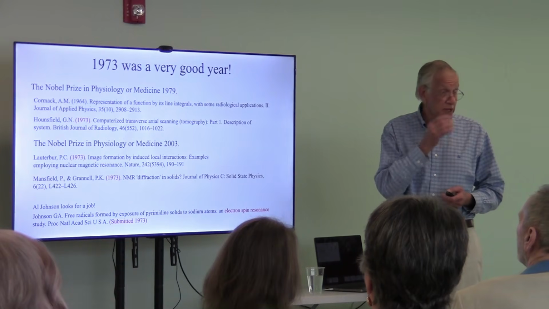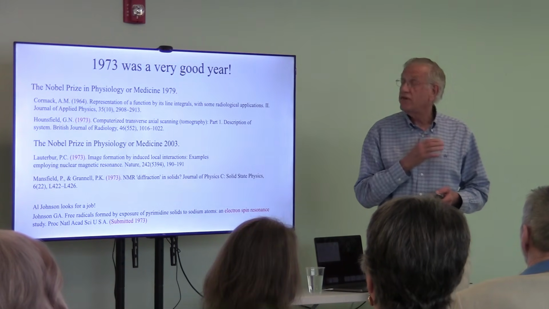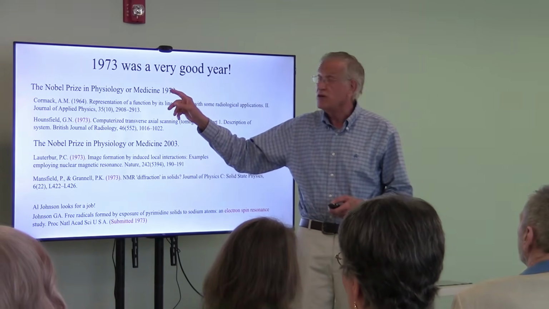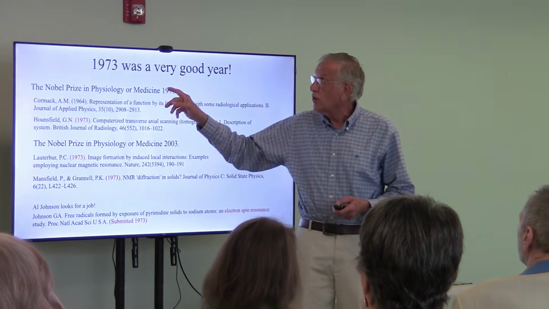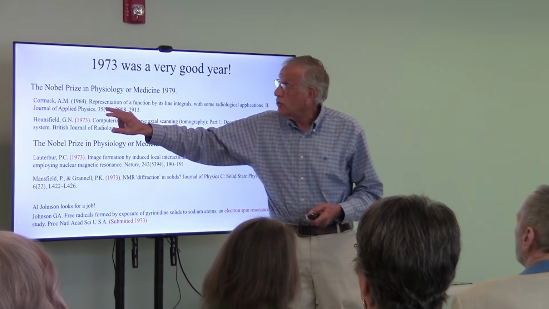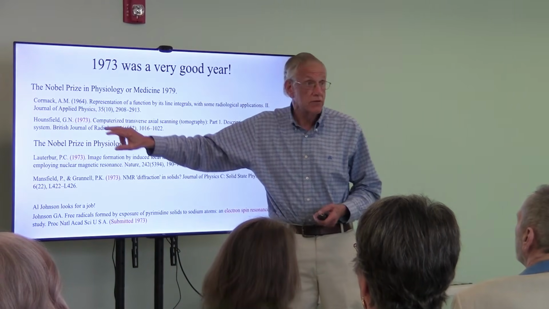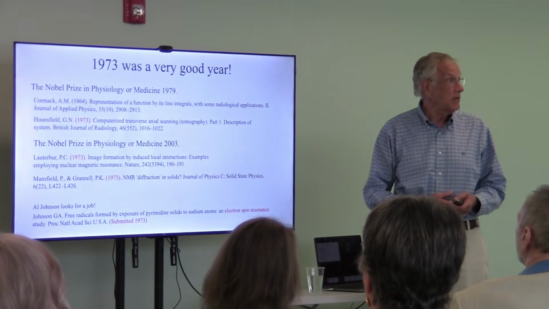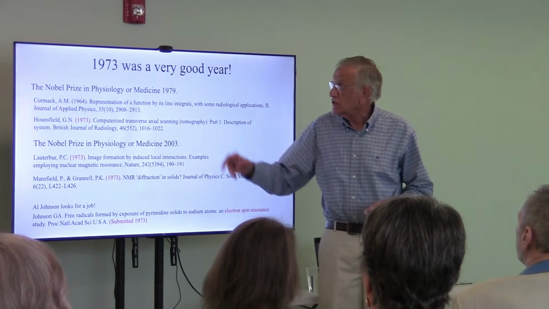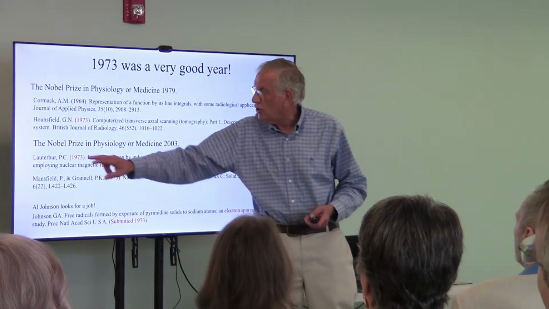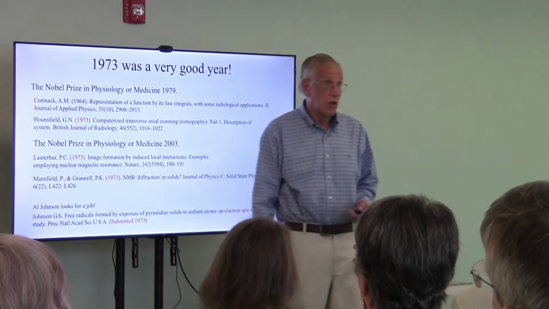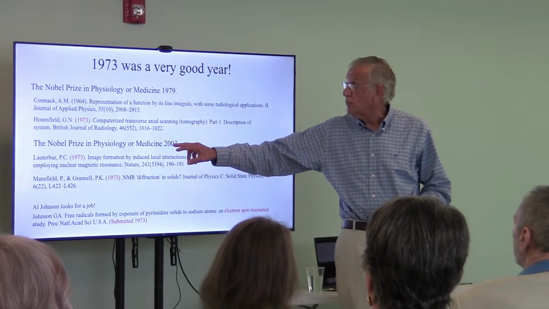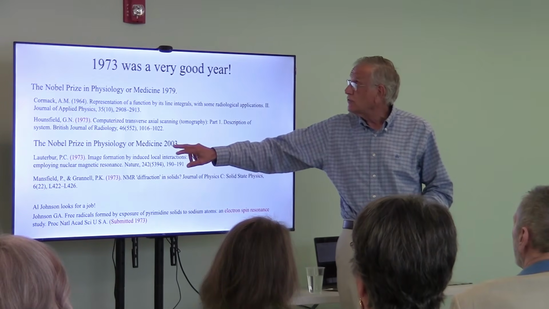So, 1973 was a very good year. The 1979 Nobel Prize for CT, the work was published by Alan Cormack, a mathematician, and Godfrey Hounsfield. Godfrey was an engineer who worked for the Beatles' company, EMI, the record company. And in that same year, these two publications from Paul Lauterbur and Peter Mansfield came to fruition. Those became the basis of the Nobel Prize in Physiology or Medicine for 2003.